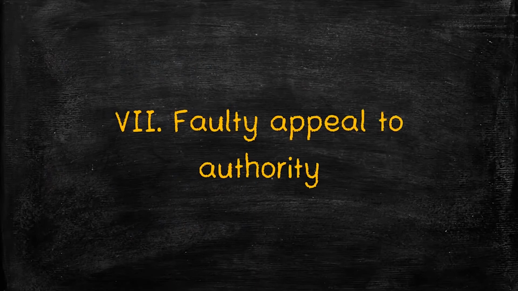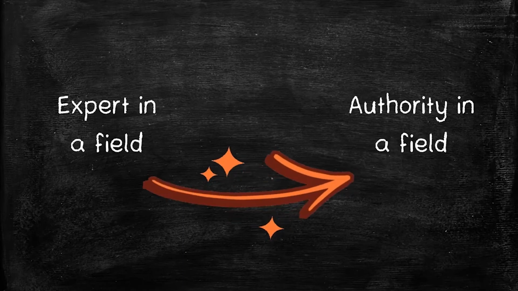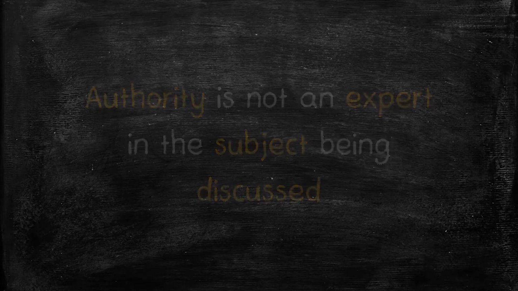Faulty appeal to authority. This refers to using the views of a person or an organization specializing in one field to support an argument in another. This fallacy can be identified when the authority referred to in an argument is not an expert in the subject being discussed in the argument.